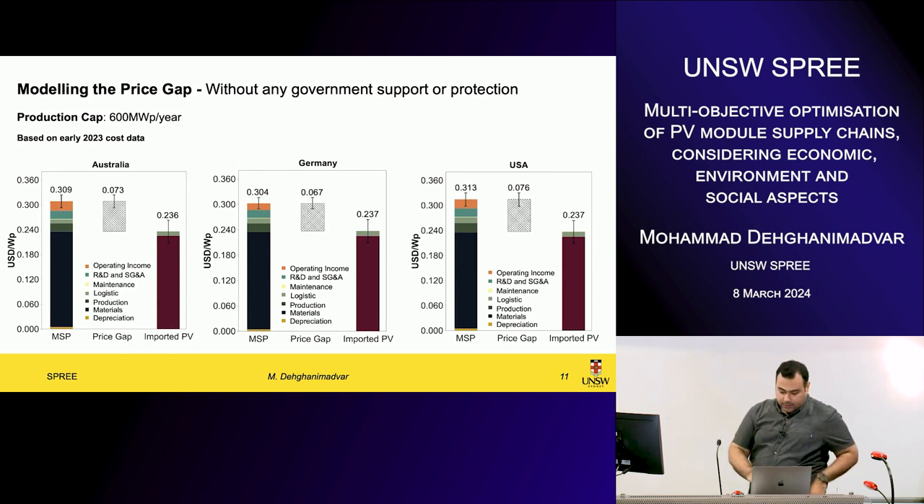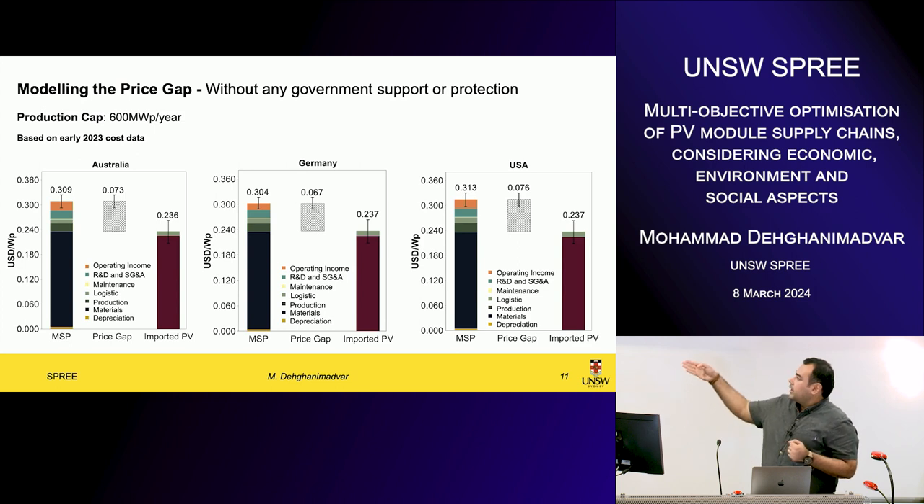As you can see on the left figure, it's the Australian case study. If we import everything from China and make modules, we end up with 31 cents per watt. But if we import modules from China, on average we will end up with about 24 cents per watt. So there is a 7 cents per watt price gap.